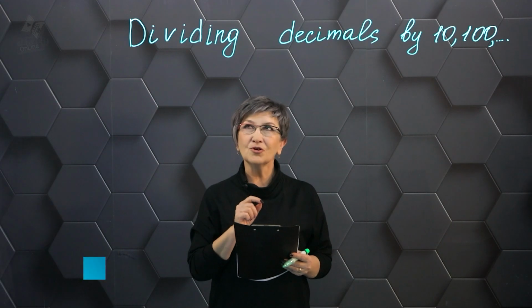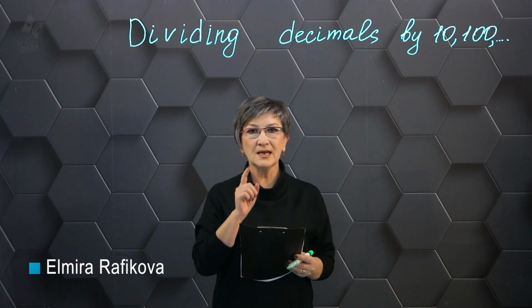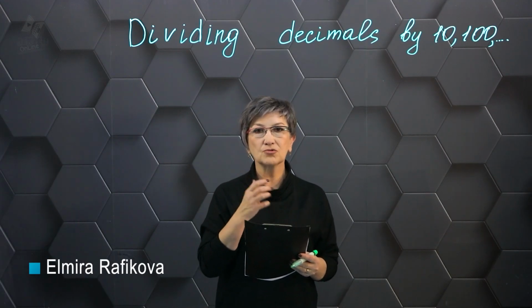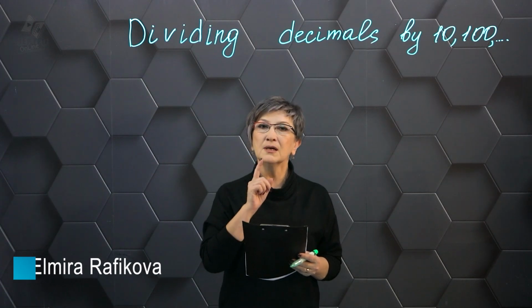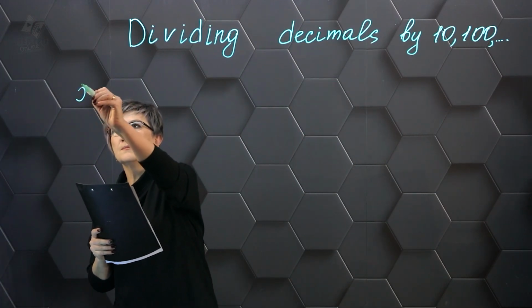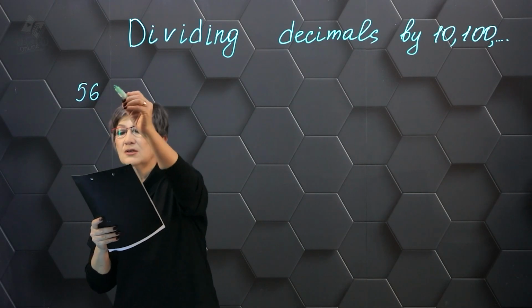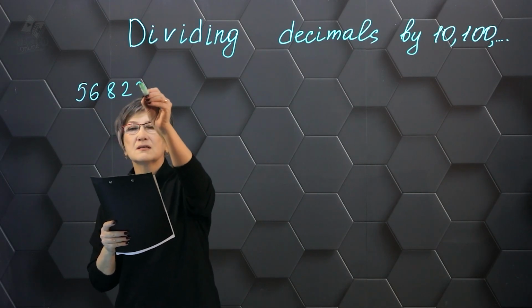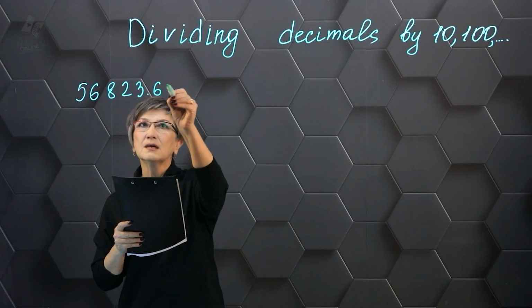Hello! Today in the lesson we will look at the algorithm for dividing decimal fractions by 10, 100, 1000. To do this, we will solve one example. So, 56,823.6 I will divide by 10.